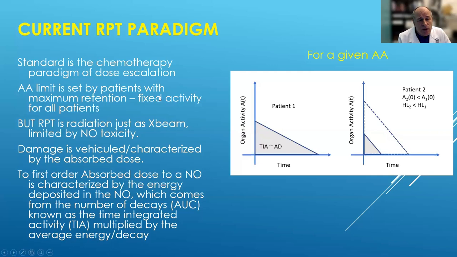But we know that radiopharmaceutical therapy is radiation, just like external beam. We know that absorbed dose is the parameter that helps describe what the damage is. And the damage to an organ, since normal organs are what limit the amount of activity that you can give to patients, is not just the amount of activity, it's the amount of activity that goes into a specific organ. So this graph on the left shows organ activity as a function of time, and it's basically proportionate to first order to the area under the curve, where it's how much activity goes to an organ and how long it stays in the patient. And if patient one is the one who limits the amount of activity to be given, patient two, for example, could have much less uptake in that organ and have a faster clearance and could benefit from a lot more activity.